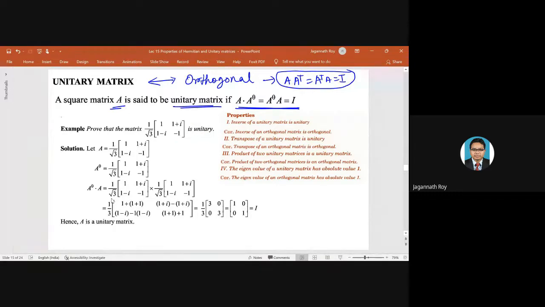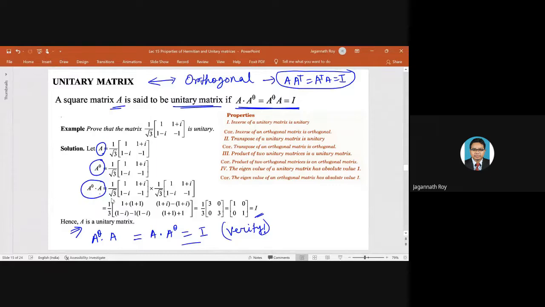So how do we do that? First, we write A, then find A transpose. Then we find A theta times A. If this is I, in fact, we have to do one more step to verify A A theta as well. If this is satisfied, then we call it a unitary matrix.